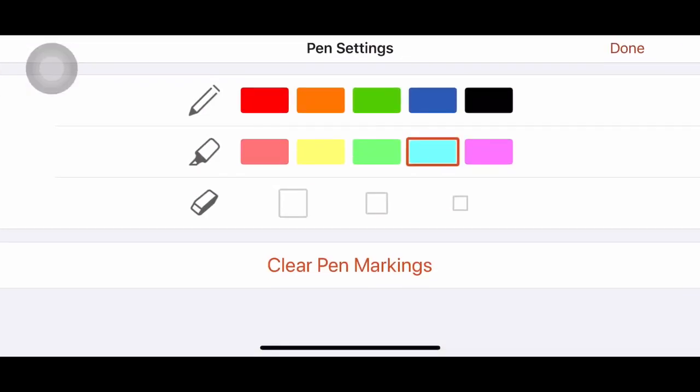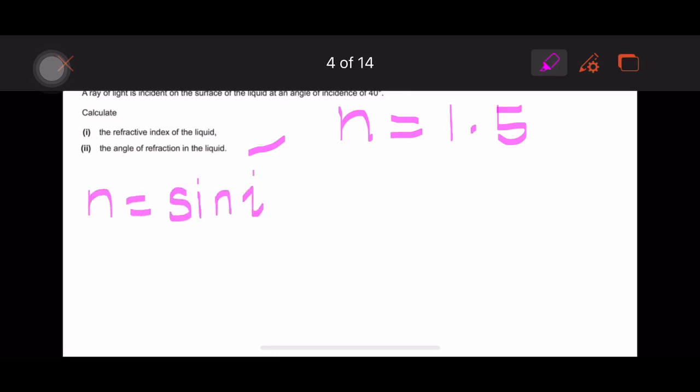Now we're going to solve for the second one, the angle of refraction in the liquid. Our n, we solved as 1.5, so this we have to bear in mind. For the angle of refraction in the liquid, which formula are we going to use? It's n is equal to sine i divided by sine r, since we should solve for r, not for i or n.